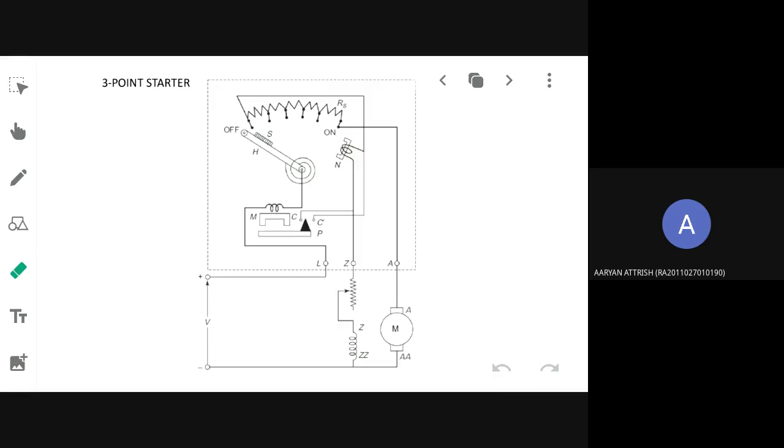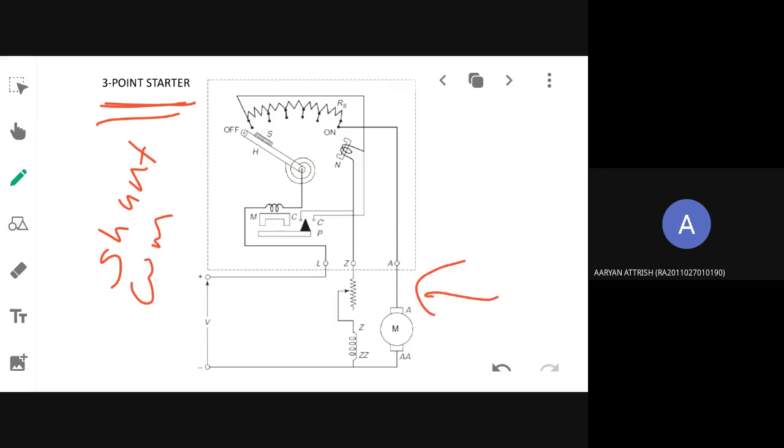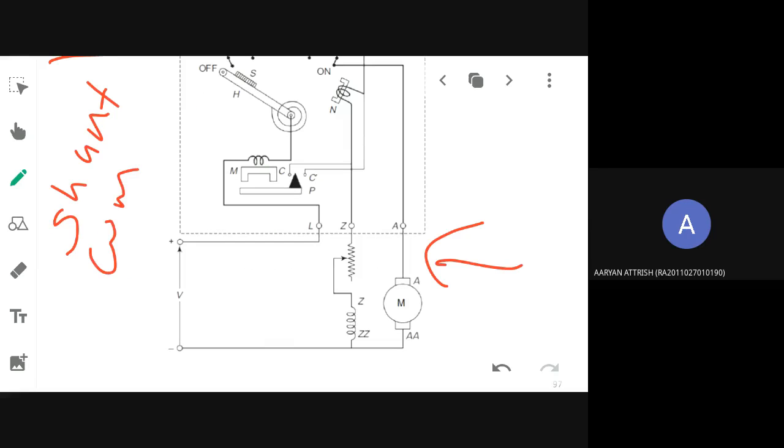So this is your 3-point starter. That is used for what machine again? It may be used for a shunt machine or it may be used for compound machine. But here, in particular, it is used for what machine? You can see the circuit diagram. This is your armature winding. This is your field winding. Both are connected in what manner? Parallel. So what type of motor is that? Shunt. Okay, so this is your shunt motor.